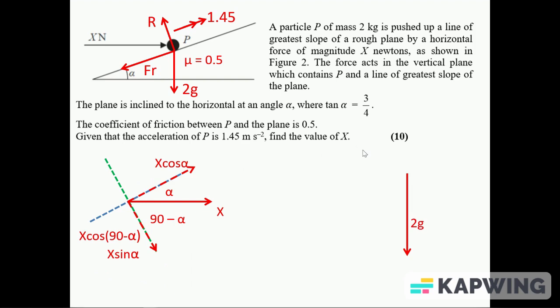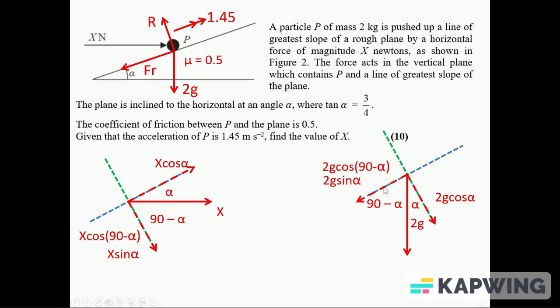The weight, the 2g: if I look at the components parallel and perpendicular, this angle's 90 minus alpha here, because you've got a right angle triangle with alpha, so that's going to be 90 minus alpha, which means that one's going to be alpha because these add up to 90. So the component perpendicular to the plane is 2g cos alpha, and the component parallel to the plane is 2g cos(90 minus alpha), or 2g sine alpha.